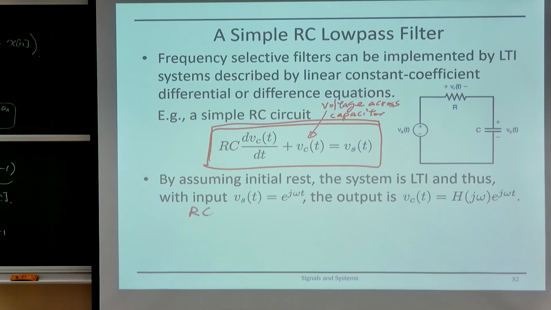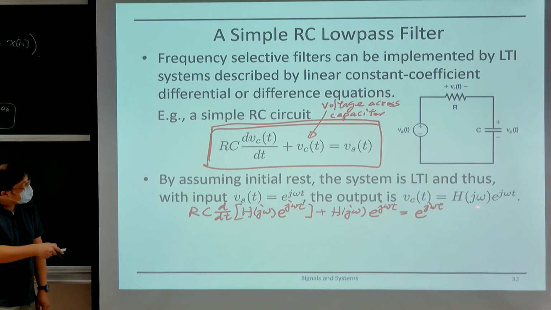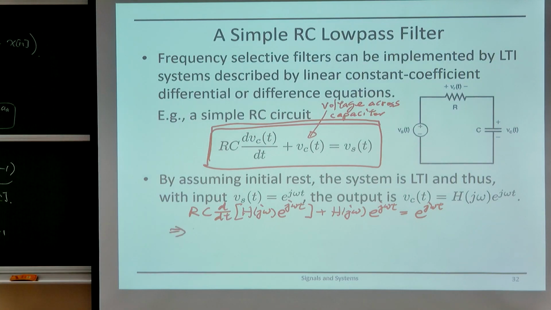This gives us RC times the derivative of H of j omega times e to the j omega t, plus H of j omega e to the j omega t, equal to e to the j omega t. I'm plugging in Vs equal to e to the j omega t here, and then plugging in Vc, which is H times e to the j omega t, inside here and here. Then if you work out the derivative, this will give you j omega RC H of j omega e to the j omega t plus H of j omega e to the j omega t equal to e to the j omega t.